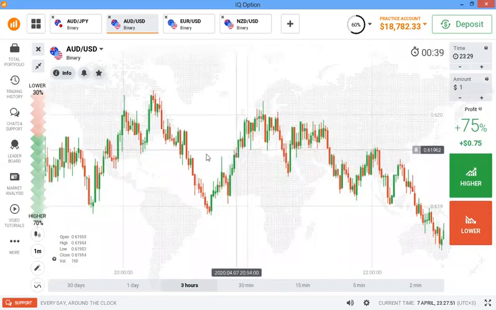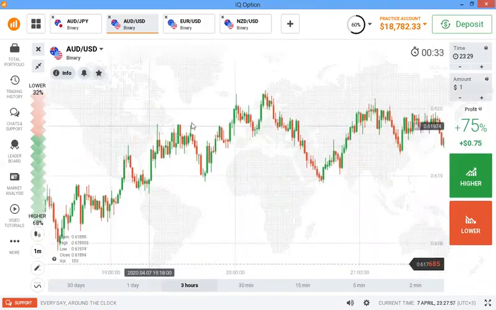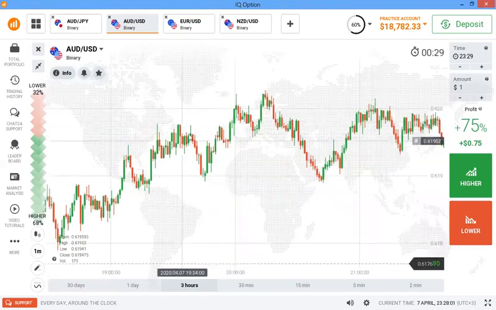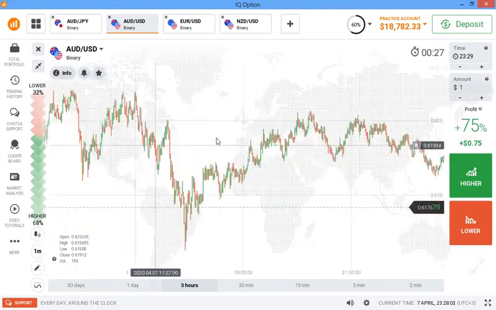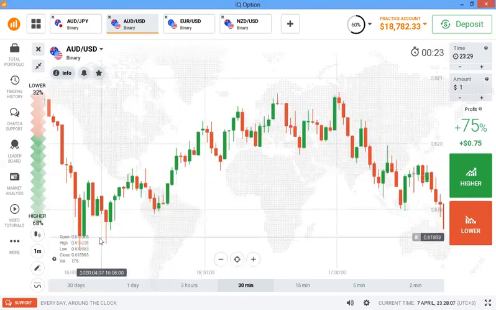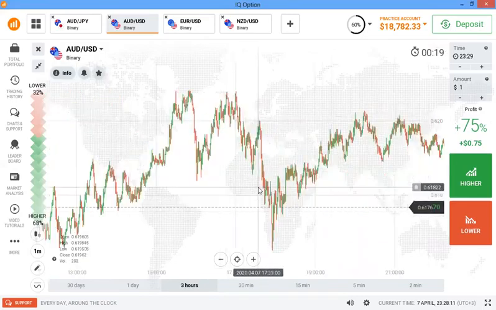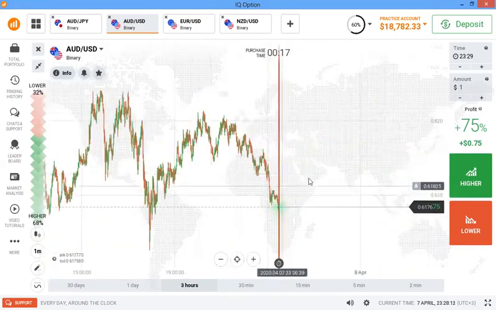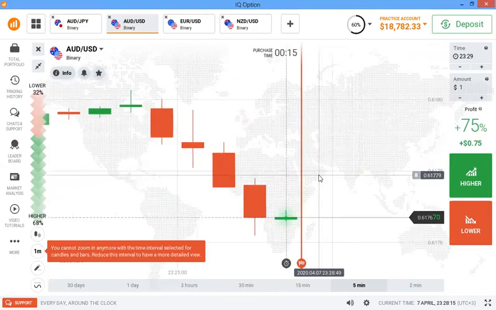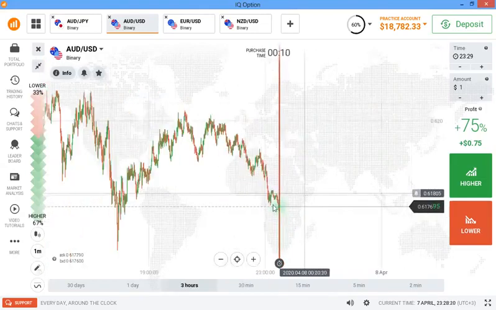Then same thing here. This upper rejection here. So the sellers are approaching that level, I place call. Same thing here. This rejection. So the sellers are approaching that level, I place call. Same thing here. This rejection. So if buyers are approaching that level, I place put. So this is how you need to be placing your trade.